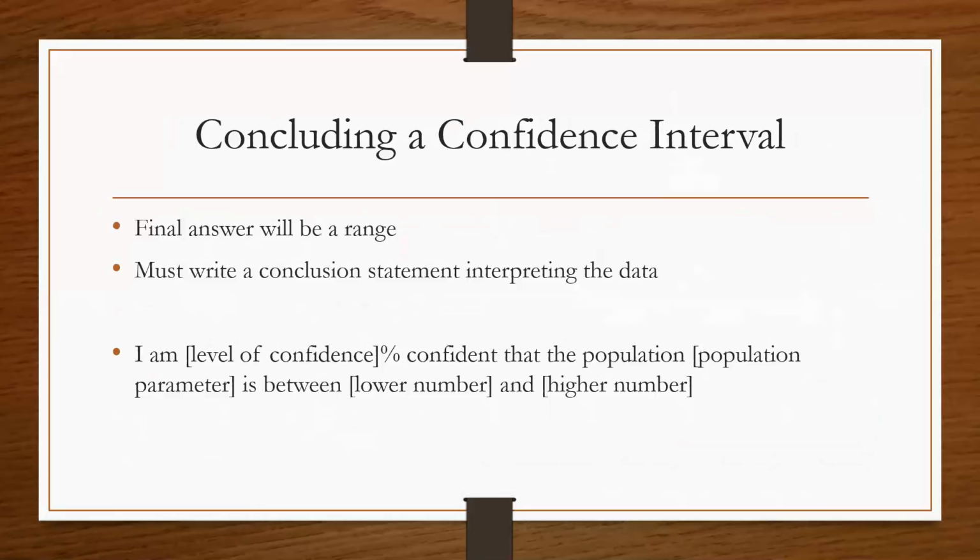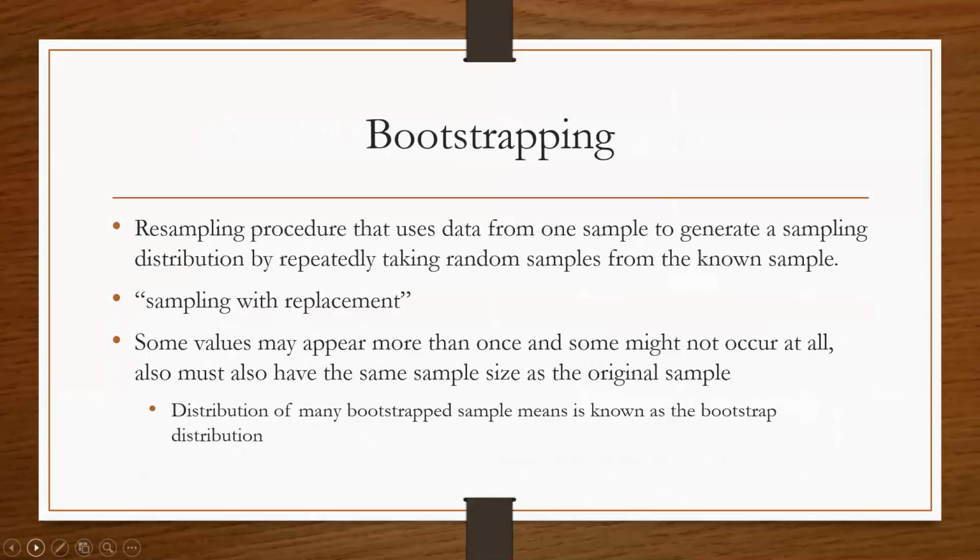So for your final answer, you're going to get a range because it's plus or minus the margin of error. And so you're going to want to write this in a conclusion statement. This is how it's always going to appear on your exam: I am blank percent confident that the population parameter is between the lowest number and the highest number. I imagine you guys have dealt with that a lot, so not nearly as nice as when I was first introducing you to it.